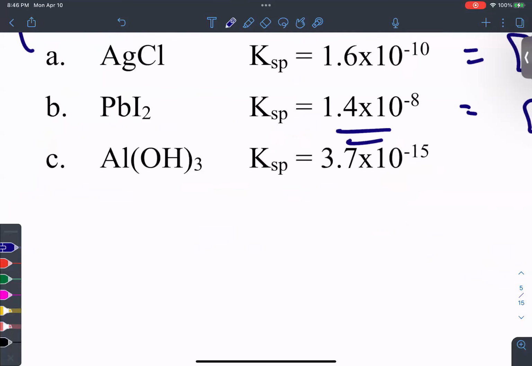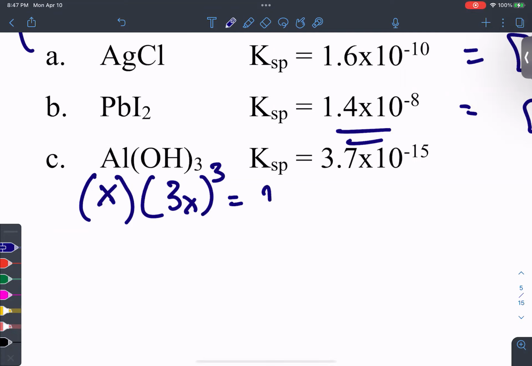So think about it. This breaks up into ions. You get X amount of aluminum. How much hydroxide do you get when it splits up? 3X, yes. But when you put those values into the KSP expression, that 3X has to be cubed. So that's how you get the KSP expression without actually doing the ice table. And that equals KSP, and you can solve for X.